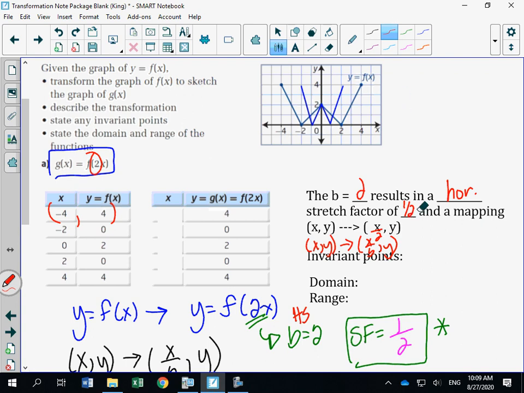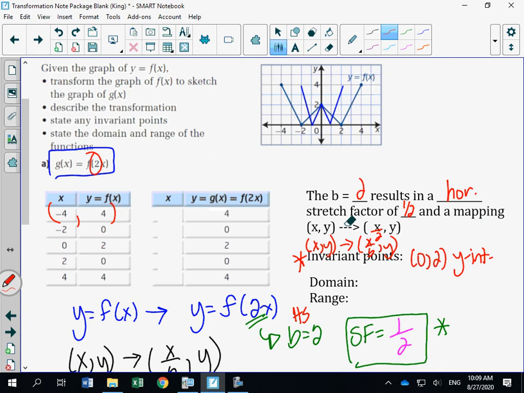Invariant points: the invariant point on here, the point that did not change, was the y-intercept. So the y-intercept was (0, 2). So star that and write down y-intercept. If it undergoes a horizontal stretch, the y-intercept is going to be invariant.